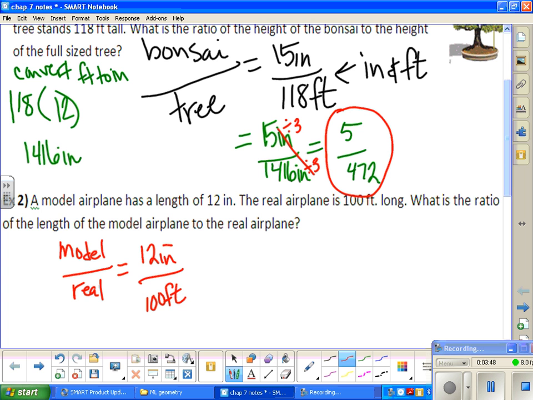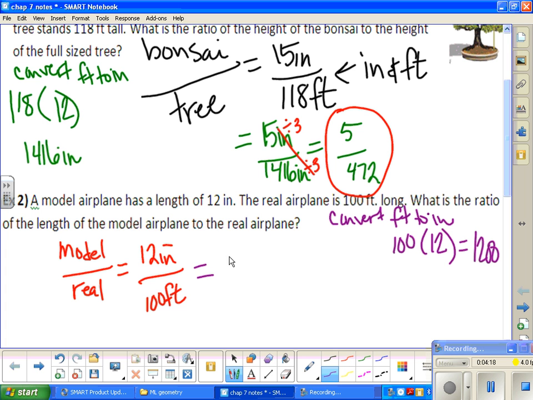Again, we don't want to have two units, so we need to convert 100 feet. So we need to convert feet to inches. I'm going to take 100 feet and multiply it by 12, because each foot has 12 inches. So you multiply that and you end up with 1,200. So I'm going to rewrite this, and I've changed the feet to inches, and it becomes 12 inches over 1,200 inches.